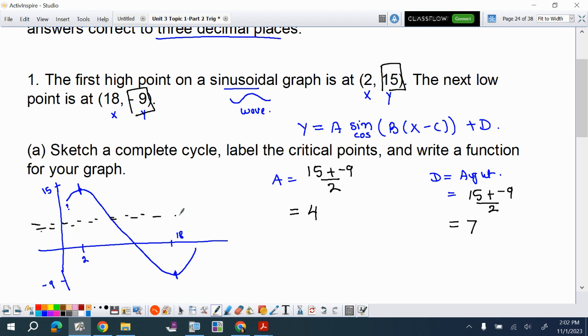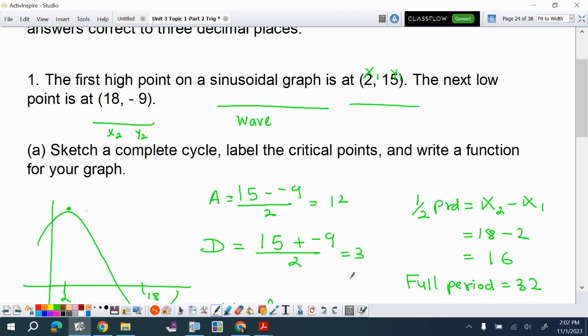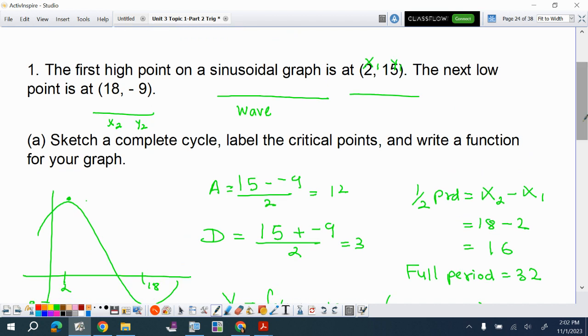So I'm double checking. I'm sorry, my mistake. D is 3 and A is 12. I did not do the math correctly. Let me bring it back here. Average height is maximum plus minimum divided by 2. This is the maximum and this is the minimum. So again, D is the average, max plus min divided by 2, which is 3. And A is the difference, maximum minus minimum divided by 2. We are trying to find the height.